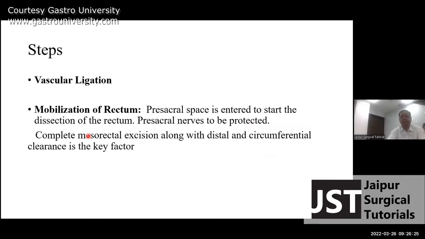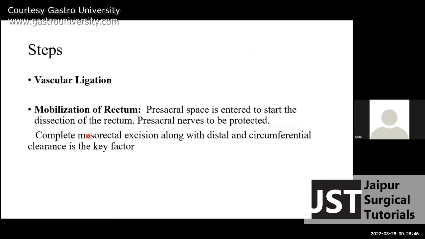We need to ligate the IMA. There are two concepts. One is a high ligation of the IMA, and the other is the low ligation. Low ligation is where we ligate the IMA after the takeoff of the left colonic artery, and high ligation is proximal to the takeoff of the left colonic vessel.